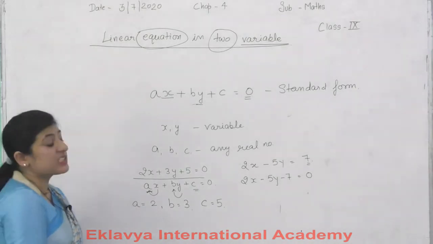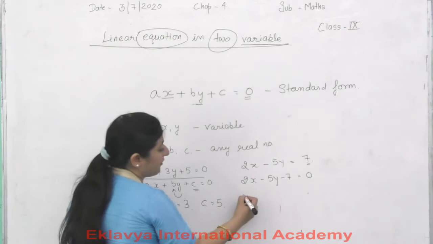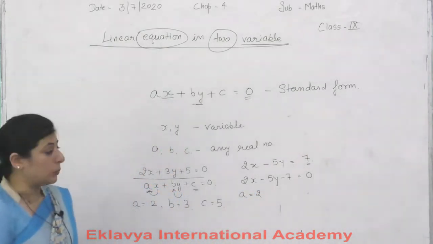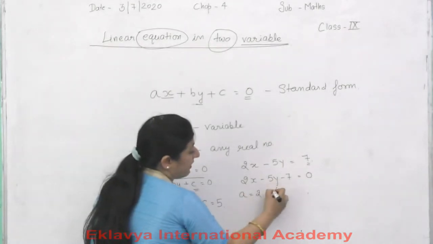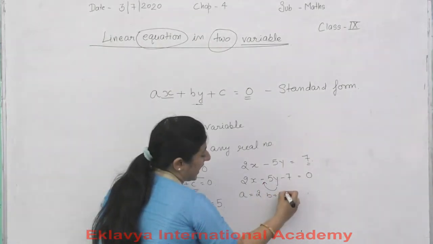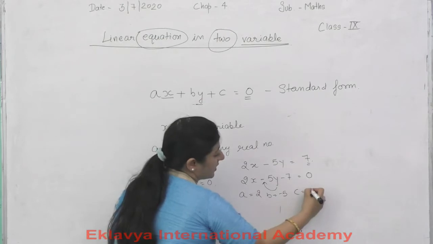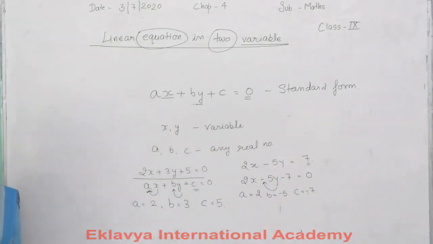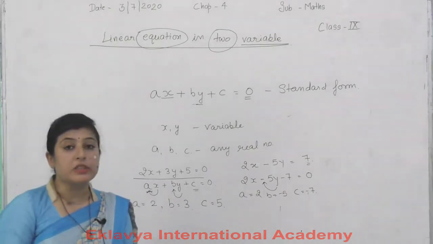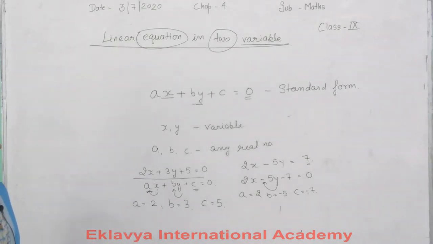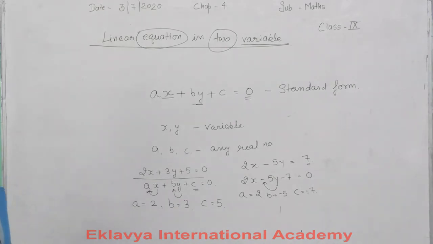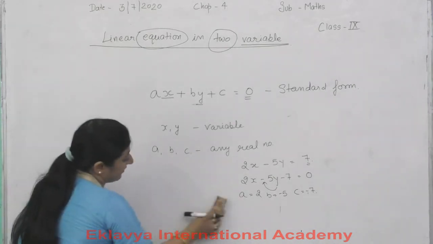Now compare with the standard form and find the value of a, b and c. Then we can say a value is 2, b value is minus 5 and c value is minus 7. In this way we can write any equation in the standard form and find out the value of a, b and c. Take one more example.